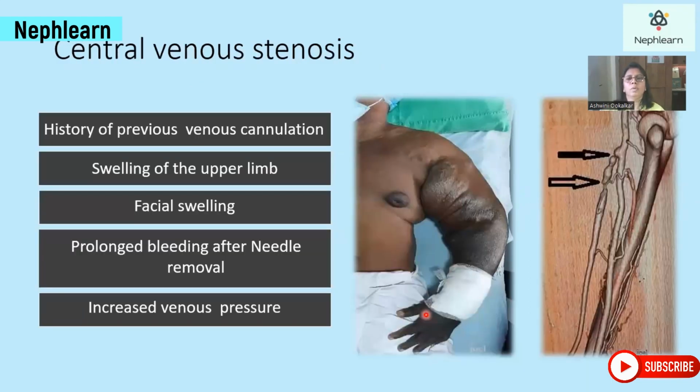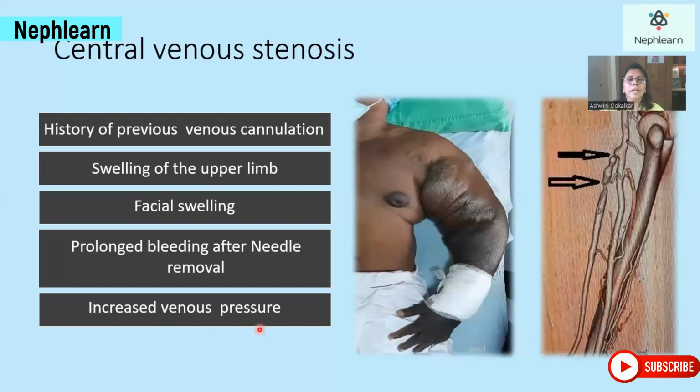And central venous stenosis is easily identifiable, you can see the collaterals here. You can see the edema in the limb. Maybe there may be edema in the face also. But the first indicator is that after needle removal, when we remove the needles during dialysis or at the end of dialysis, there is very much prolonged bleeding. And this is one of the first indicators.